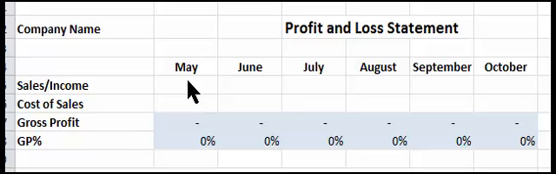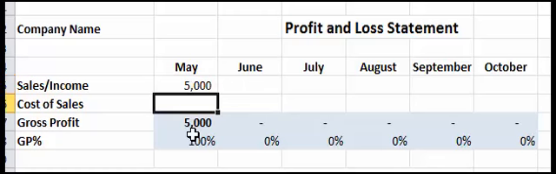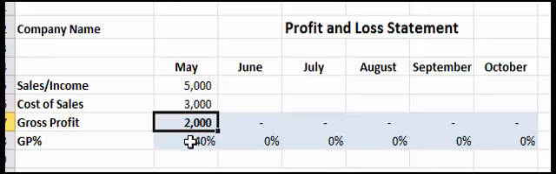So let's take, for example, this shoe shop that in the month of May sells $5,000 worth of shoes. Now, in order to get that $5,000 worth of shoes, they paid $3,000 to the wholesaler for those shoes. That means the sales minus the cost of sales is a gross profit of $2,000.